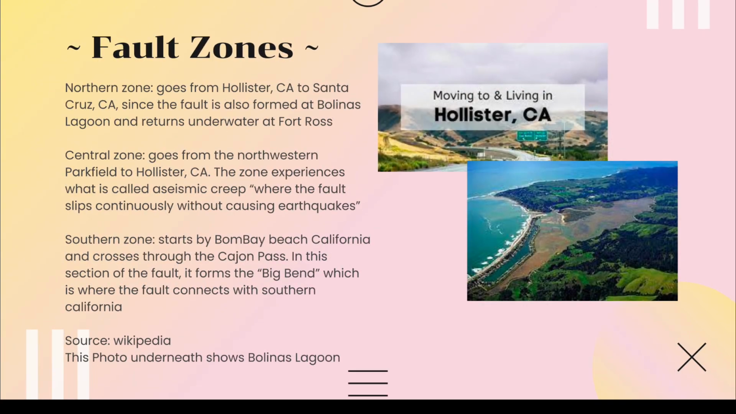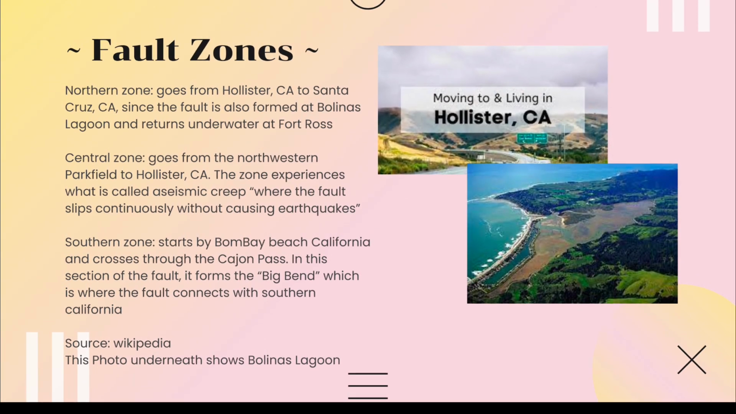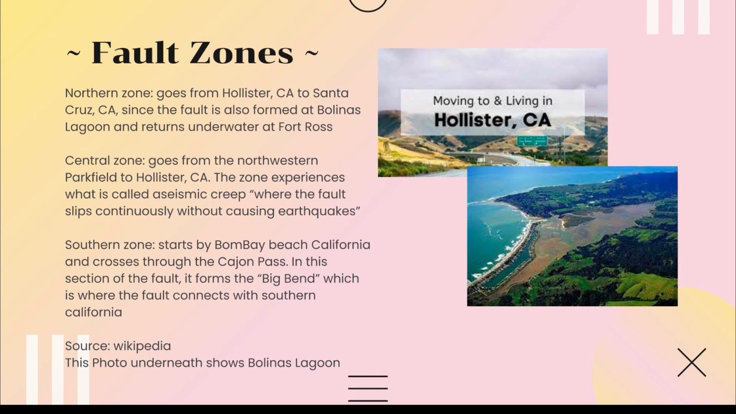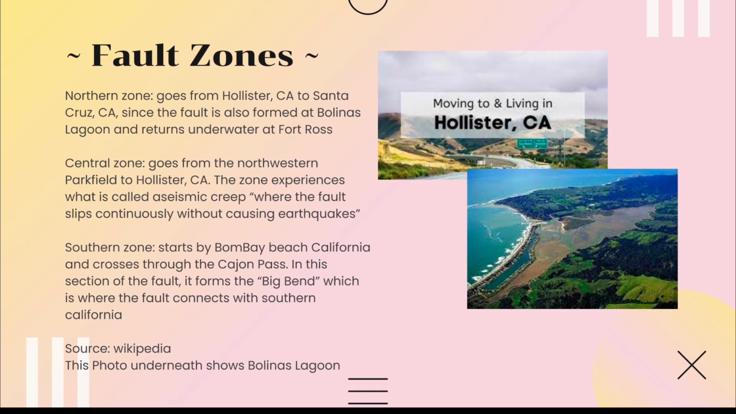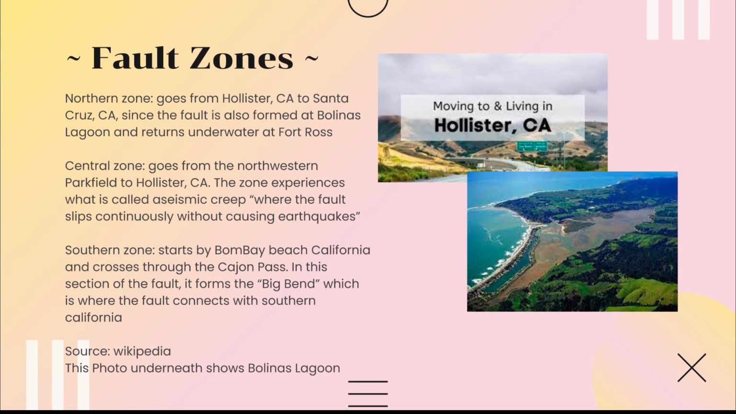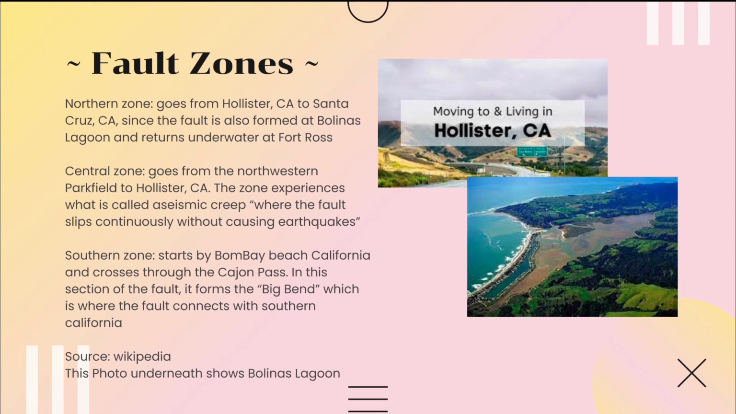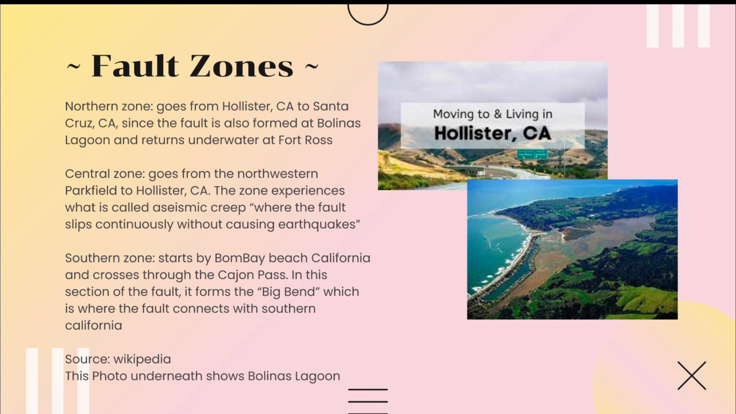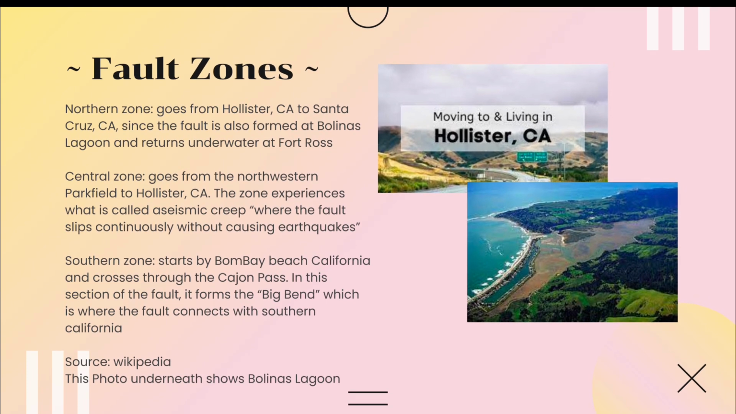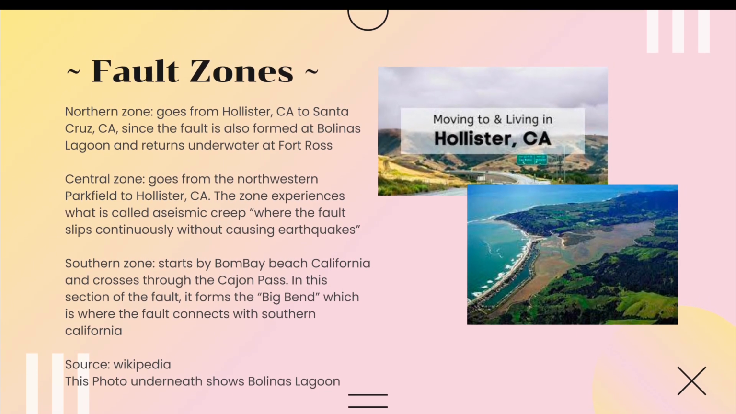The northern zone goes from Hollister, California to Santa Cruz, leading underwater at Fort Ross. The central zone experiences what is known as a seismic creep, which causes the fault to slip but does not create any earthquakes. The southernmost zone forms the Big Bend, as it connects Southern California starting from Bombay Beach.